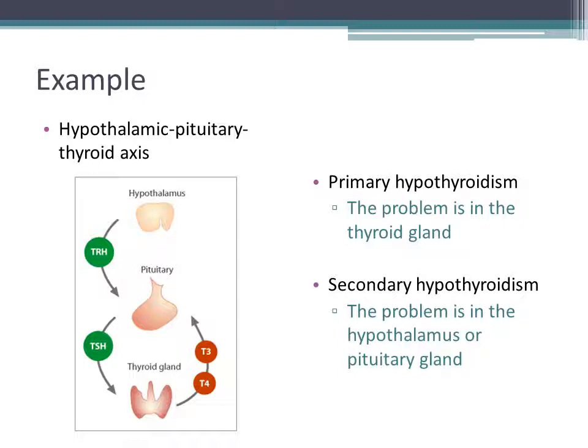Secondary hypothyroidism, the problem is in the hypothalamus or the pituitary. So, for example, if we have a big pituitary tumor causing lack of TSH producing cells, then we will have no signal to stimulate the thyroid gland, and the end result is low TSH and low free T4, what we call secondary hypothyroidism.